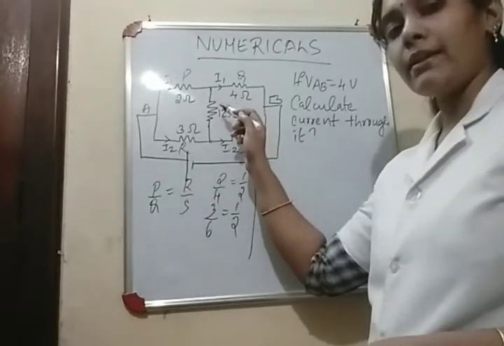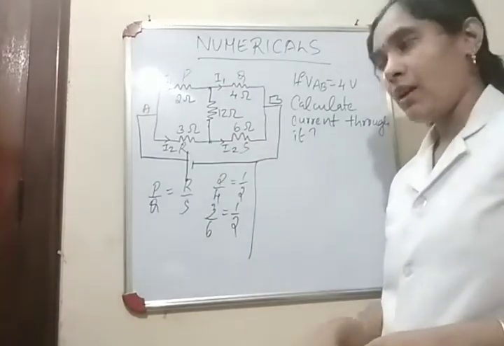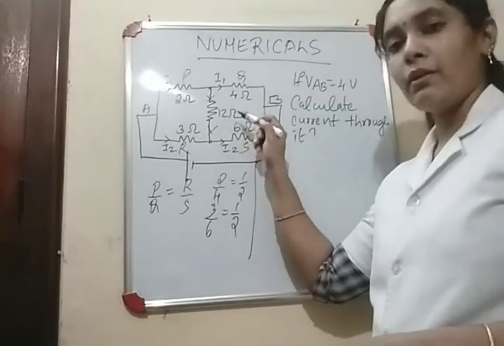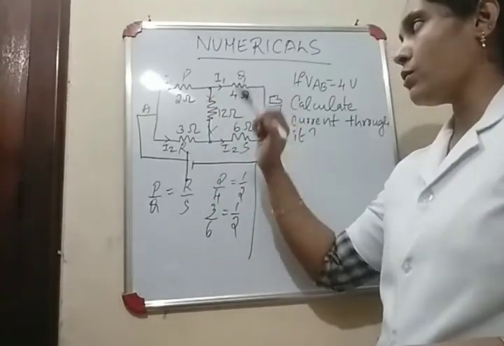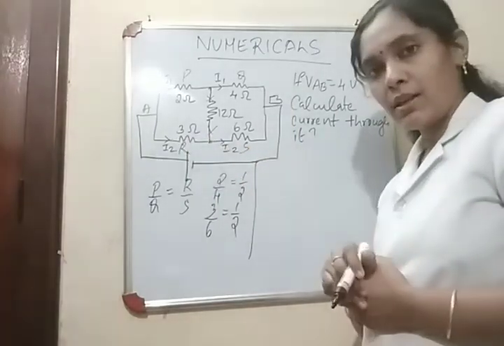If the bridge is balanced, what does it mean? The potential across this junction will be the same, so no current flows through this junction. So no current flows through this 12 ohm, so we can ignore this part. The current I1 flows through the resistor 4 ohm. The current I2 flows through the resistor 6 ohm.